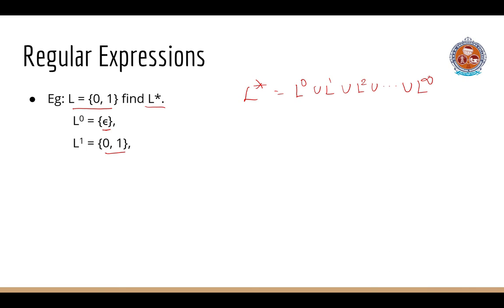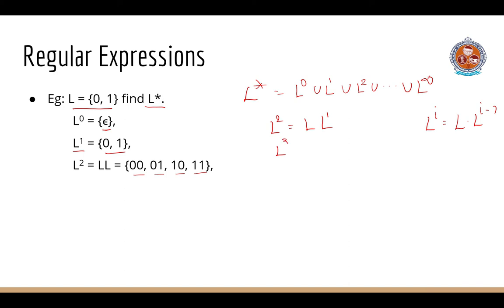Now L square. So what is L square? It looks like L power I. What is L power I? L power I is nothing but L concatenation L power I minus 1. Here I is 2. So what is I minus 1? 2 minus 1, that is 1. Means L concatenation L. So L square is equal to L concatenation L. We can simply concatenate L with L. So we'll get the strings 00, 01, 10, 11.